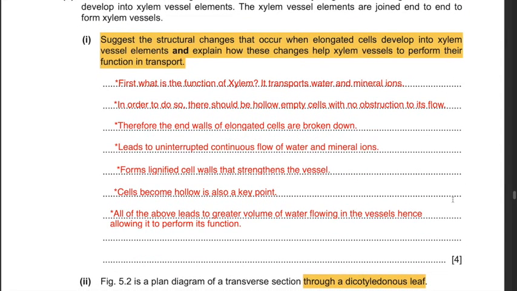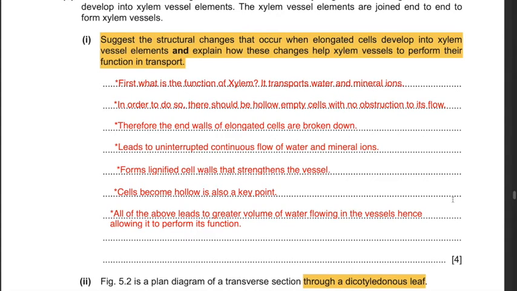Part B. Some of the cells resulting from mitotic division in the young leaf form elongated cells that develop into xylem vessel elements. The xylem vessel elements are joined end to end to form xylem vessels. Suggest the structural changes that occur when elongated cells develop into xylem vessel elements and explain how these changes help xylem vessels to perform their function in transport. First, what is the function of xylem? The function of xylem is it transports water and mineral ions.